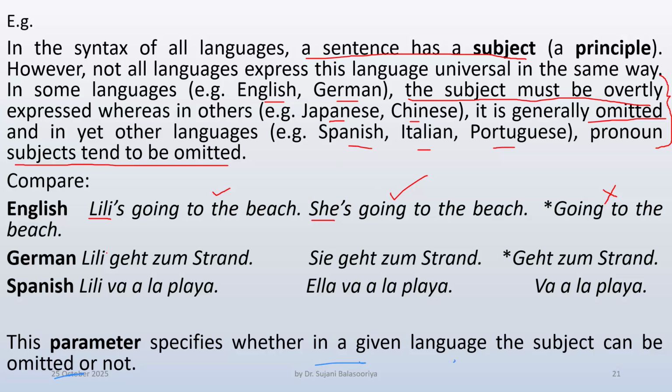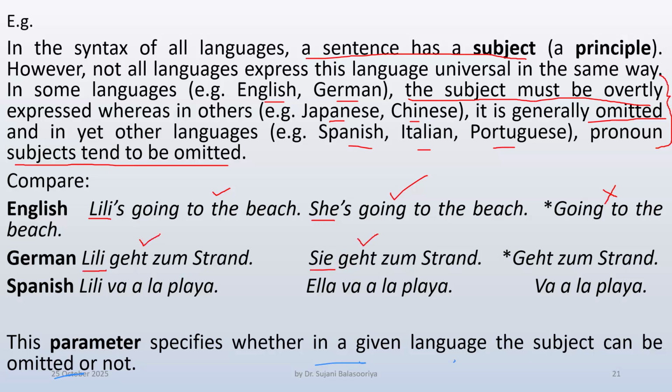The same meaning is expressed in German here, right? Lily gets zum Strand. Of course, I am not good at speaking these languages, but I will just pronounce these words as they are written, right? Lily gets zum Strand. There you can find the subject, right? She gets zum Strand. They are also like she. That is also there, the correct sentence pattern.